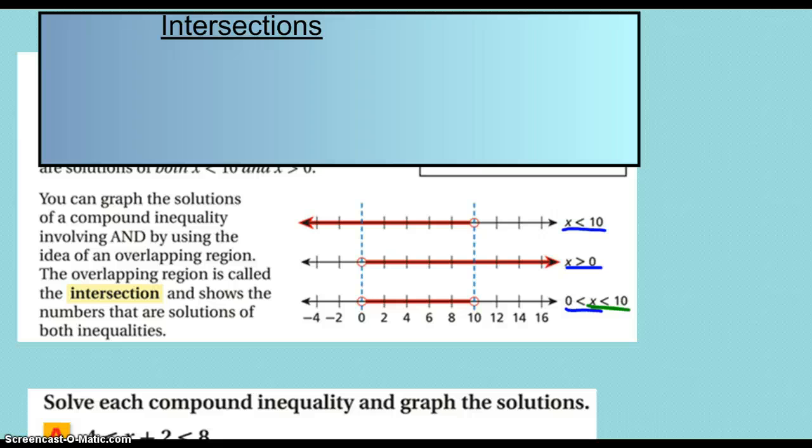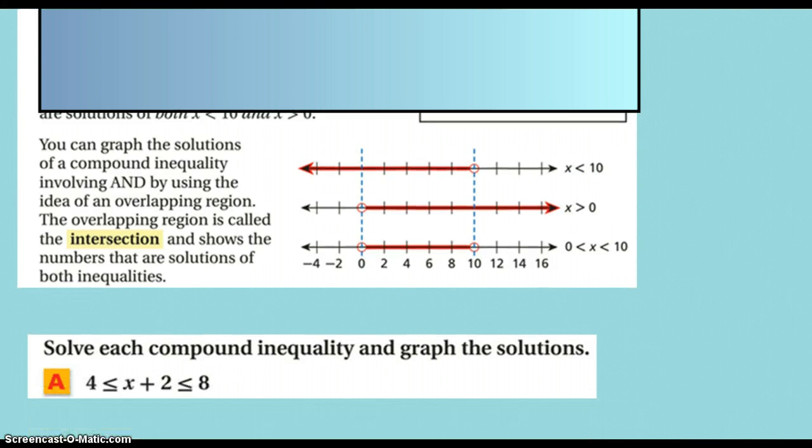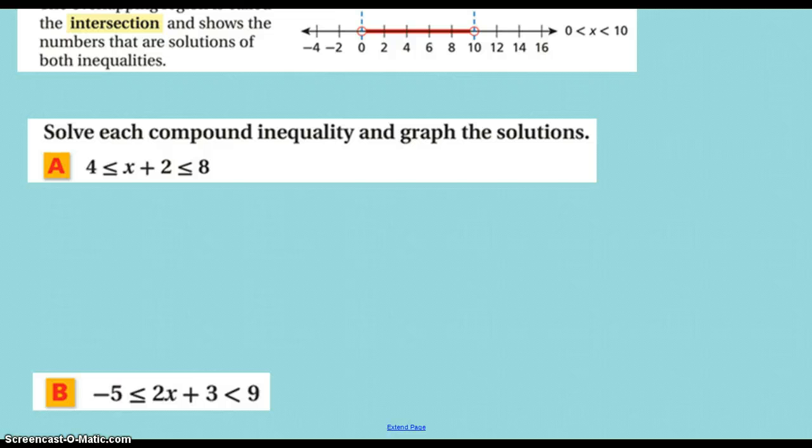So we have two statements going on. This is what we would call an AND statement, and those are associated with intersections. So x is greater than 0 and x is less than 10. And that's how we would graph that. And you saw that on the first video. So let's look at what's going on here.